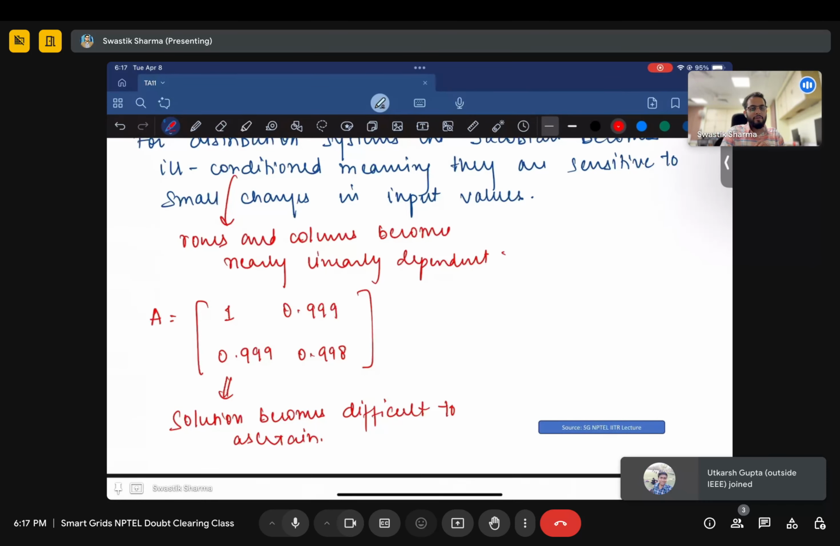And why is that? Because now you have redundancy in the system. So I don't know if you are familiar with linear algebra. I'll assume that you are familiar with linear algebra. In linear algebra there is a term called the rank of a matrix, right?